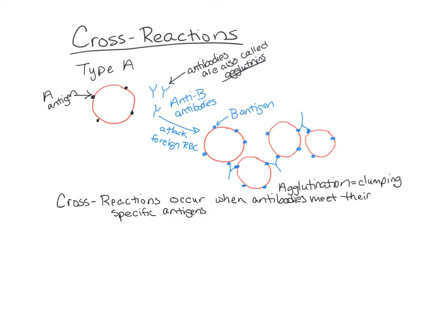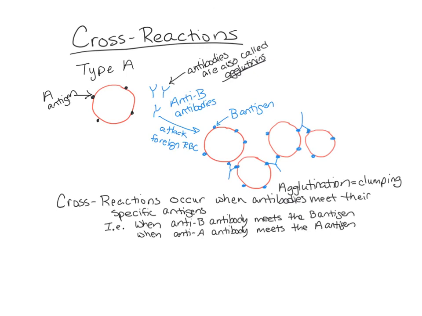A cross-reaction is when an antibody meets its specific antigen. So, in other words, when the anti-B antibody meets a red blood cell with the antigen B, or when an anti-A antibody meets a red blood cell with the antigen A.